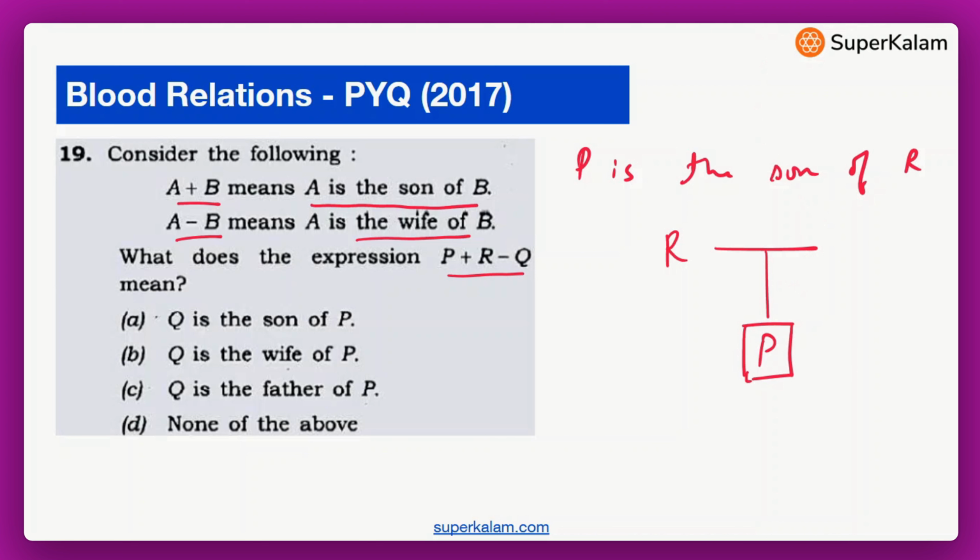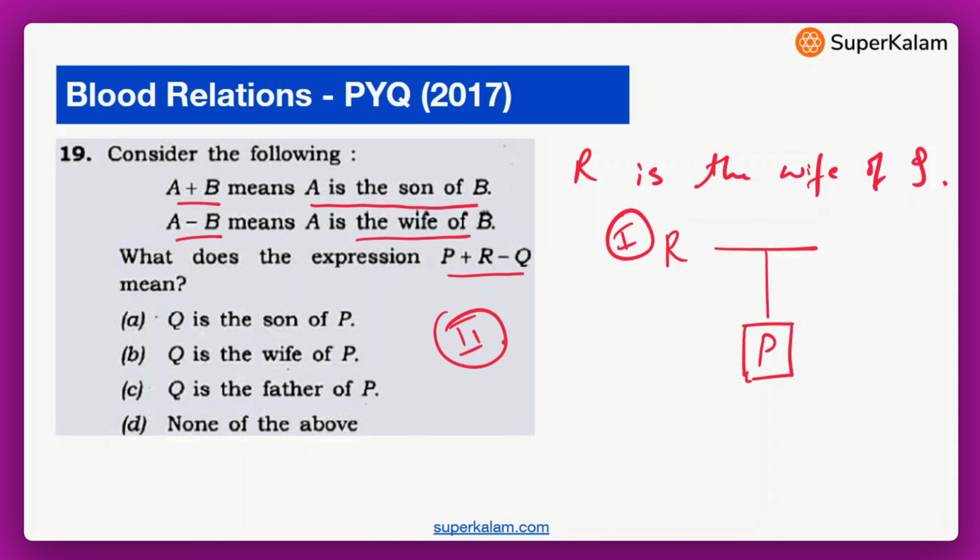Now let's see the second statement. The second part says R minus Q. That means R is the wife of Q. Let's try to draw it here. R is the wife of Q. If we create a map for this second statement, this was the tree for the first statement, and this second statement's tree would be like this: R is the wife of Q, so Q and R are couples. R is the wife, so R is a lady and Q is a male.